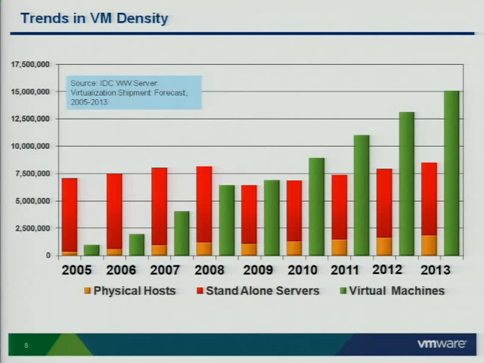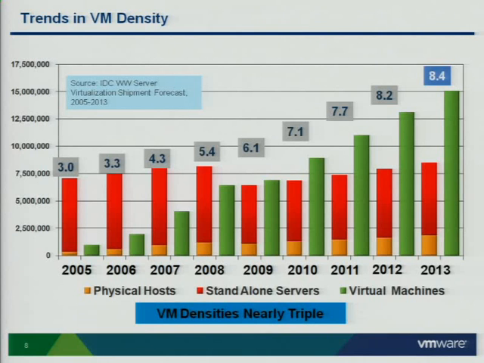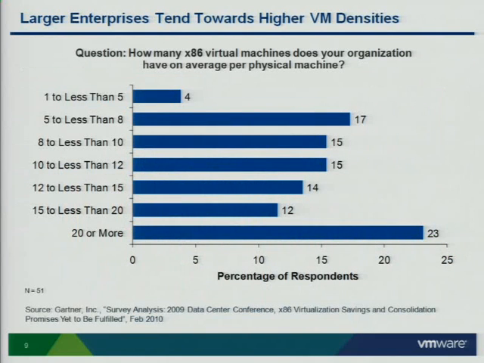These are numbers from IDC showing shipments of host machines, physical machines, and then virtual machines shown by the green bars. So in any one year, if we divide the green bar by the yellow bar here, that gives us the VM density out in the marketplace. And this IDC survey shows that VM densities are tripling over this 2005 to 2013 period. And this is across all virtualization technologies and all compute platforms, x86, mainframes, Unix systems, and so on.